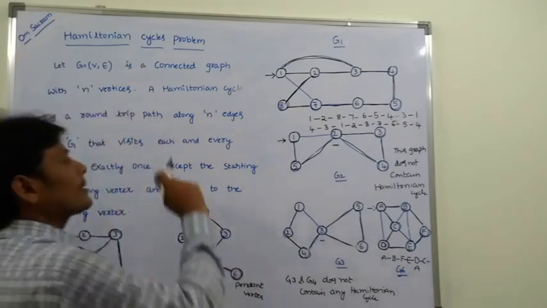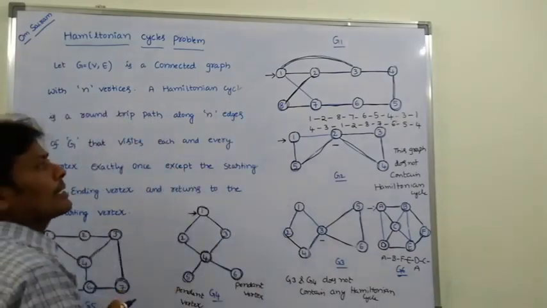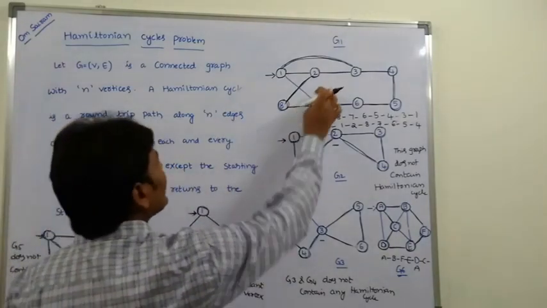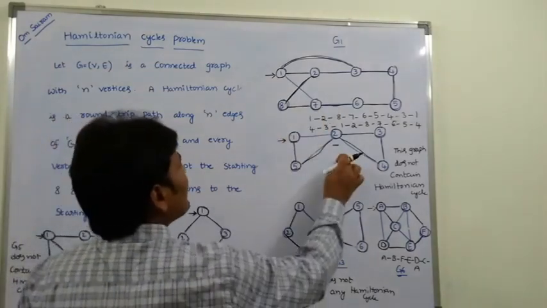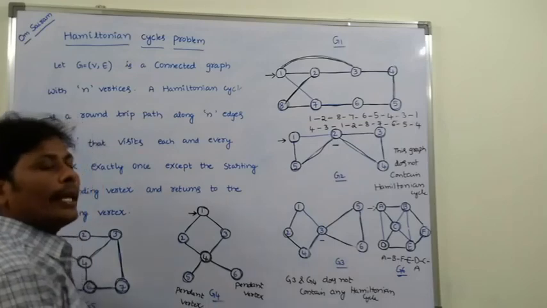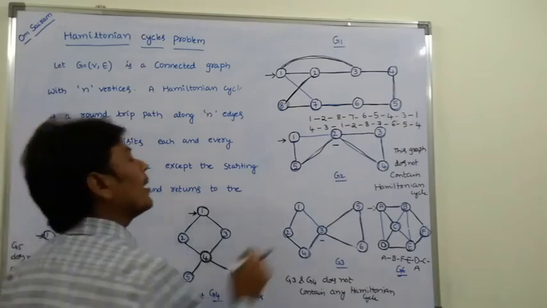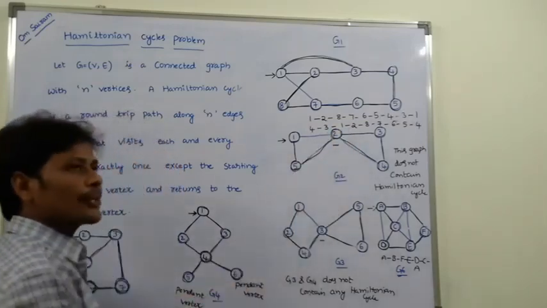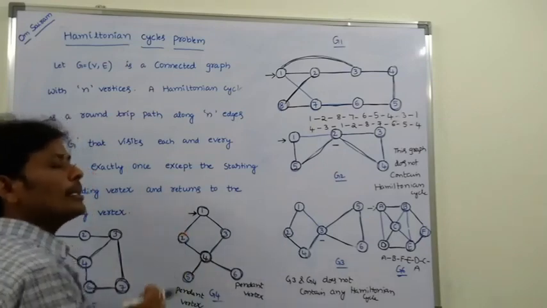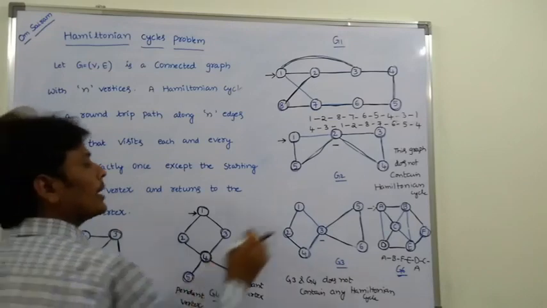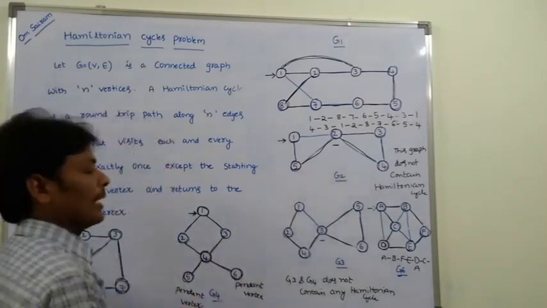So these are the examples for Hamiltonian cycle. Graph G1 contains a Hamiltonian cycle. Graph G2 does not contain any Hamiltonian cycle because vertex 2 is a junction point. If any graph contains a junction point, that graph does not contain a Hamiltonian cycle.